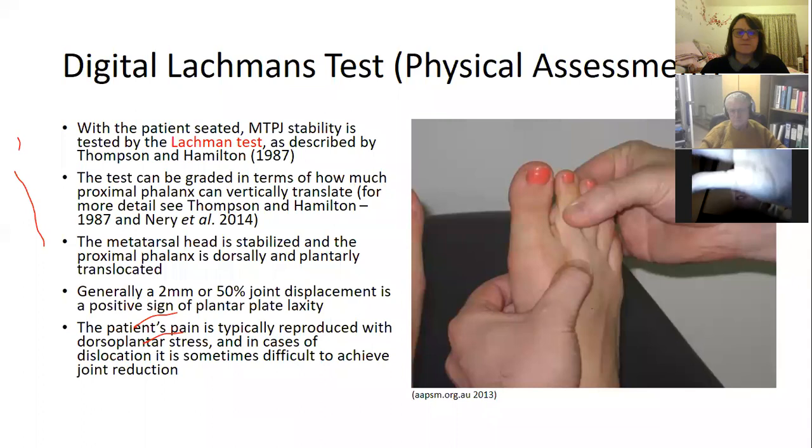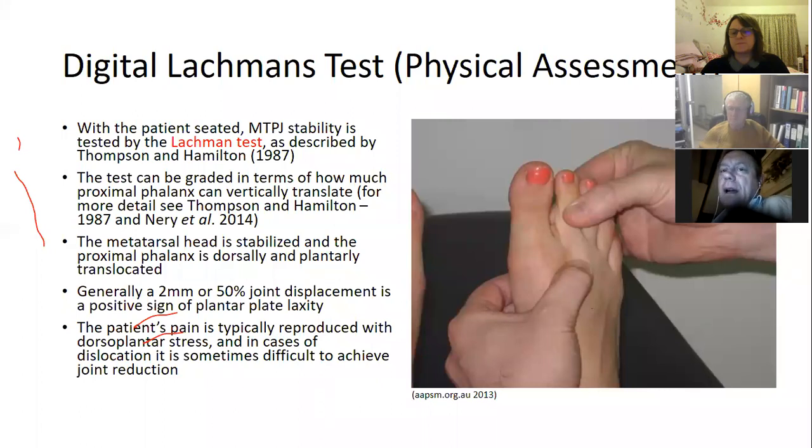I don't know if you can all see my hands here. Are my hands visible, Martin? Yes, they are. Okay, so my left hand is just behind the met head. My right hand is on the proximal phalanx, and you just shift it up and down. You don't move it like the toe moving, you just shift the proximal phalanx up and down against the met head.